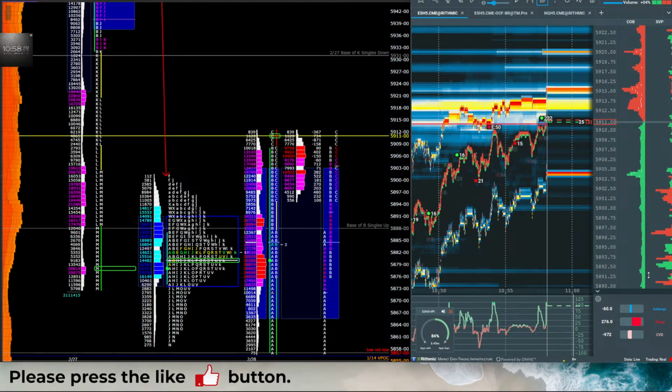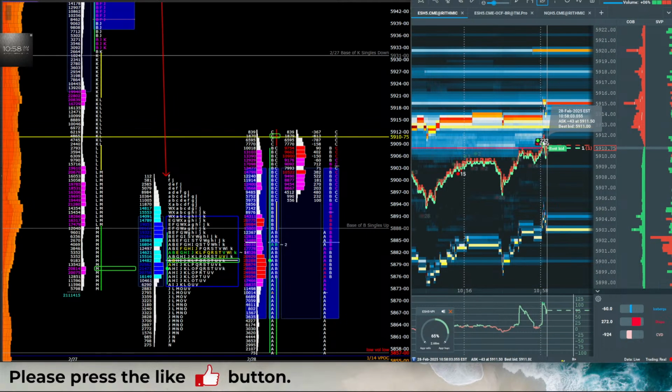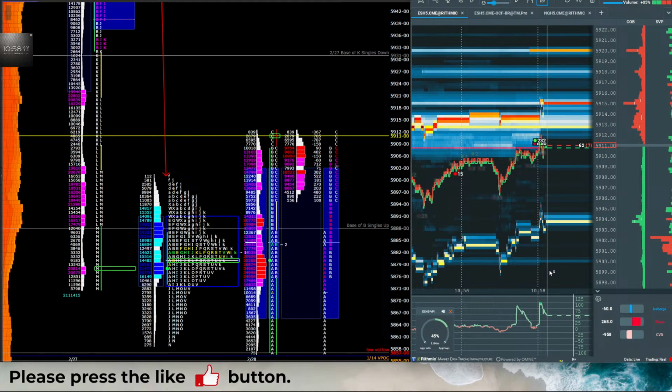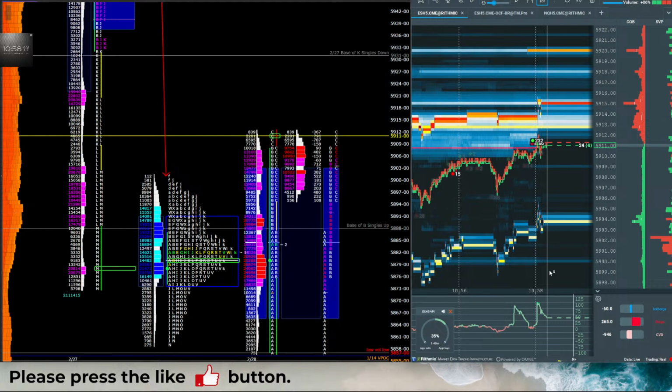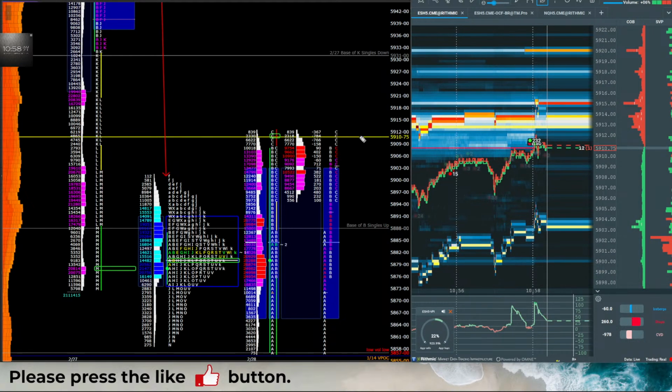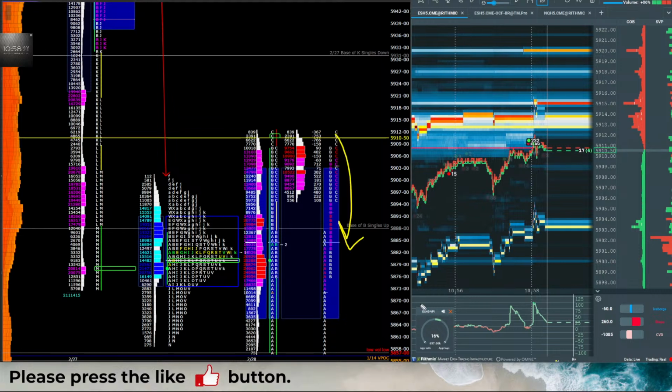Boom. So that one little poke gave them 230 stops from a single account. Someone somewhere just got 230 contracts stopped out. And that might be all the liquidity the market needed to turn around and come back down.